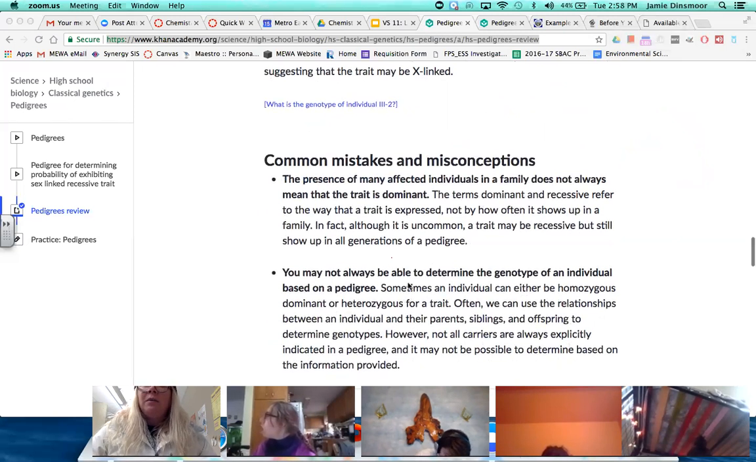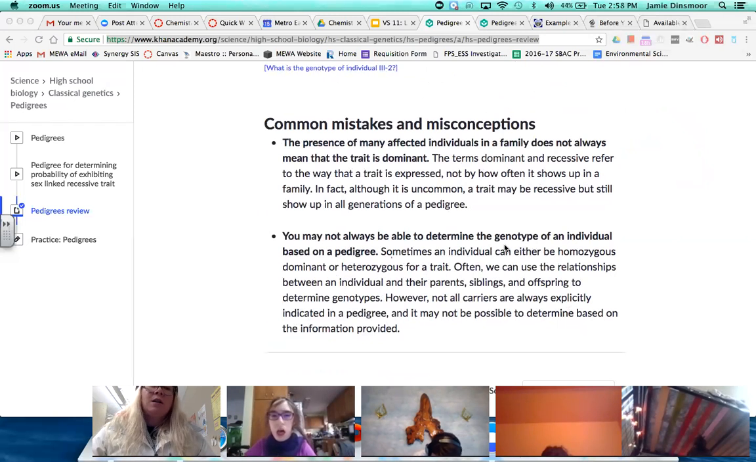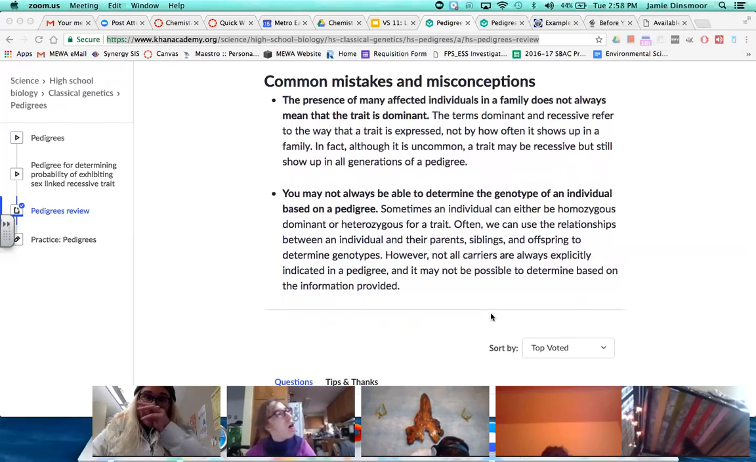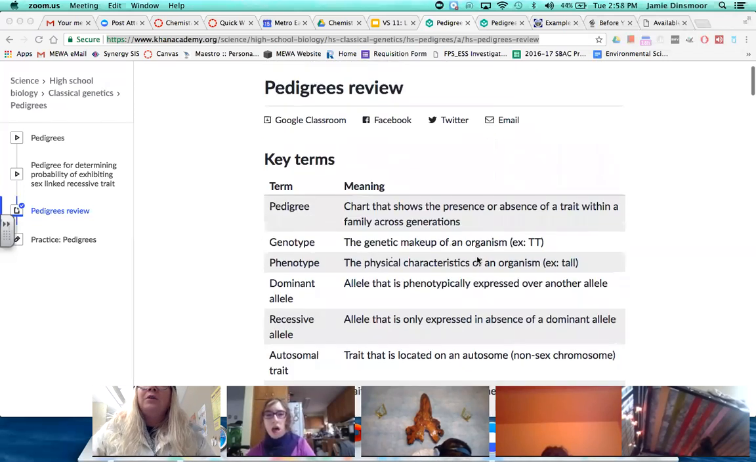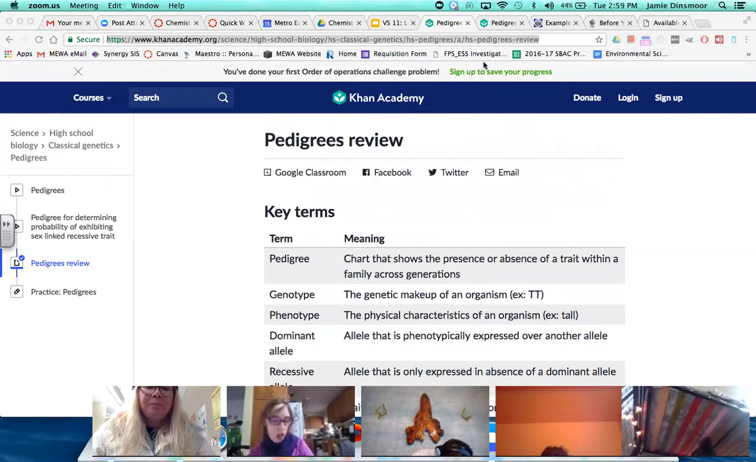And you may not always be able to determine the genotype, which we talked about a little bit, right? You might get down to knowing that they have the trait and they could be 2 things, or that they don't have the trait and they could be 2 things. So you may not know. All right, that was Pedigrees 101.